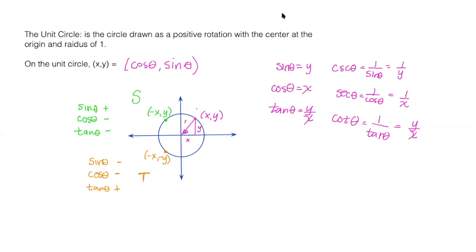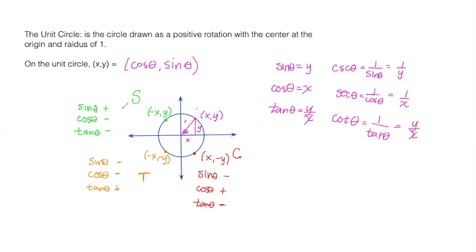And then if I look at my fourth quadrant, if I pick any point on that unit circle, this is now going to be a positive x coordinate, but a negative y coordinate. Sine theta is equal to y, so that's negative. Cosine theta is equal to x, so that would be positive. And tan theta, it would be a negative divided by a positive, so that's negative. The only thing positive in this quadrant would be cosine.